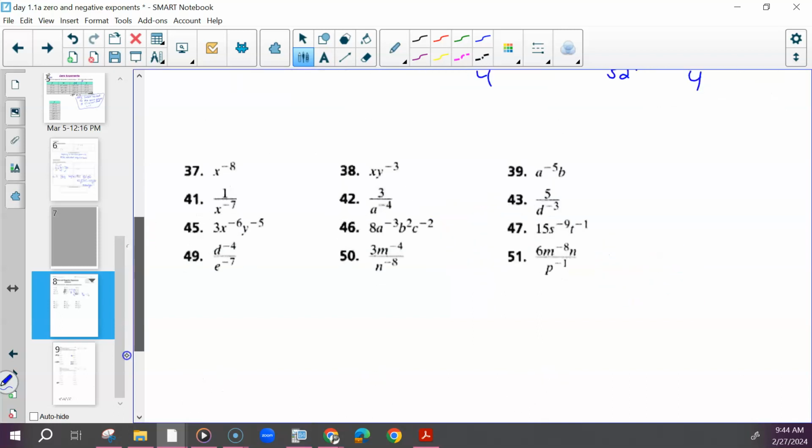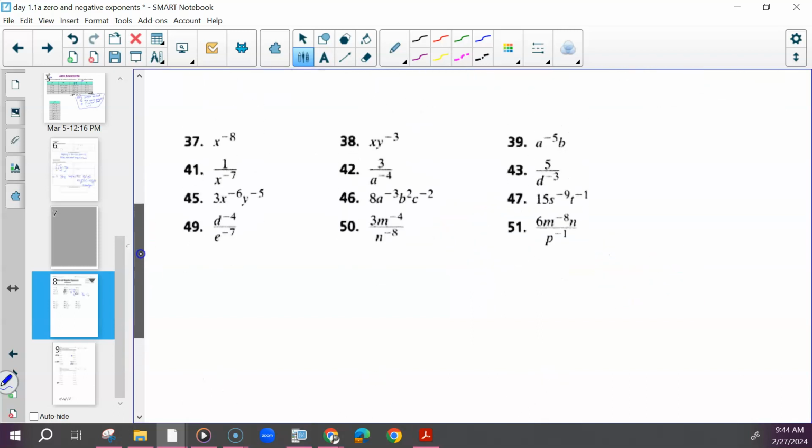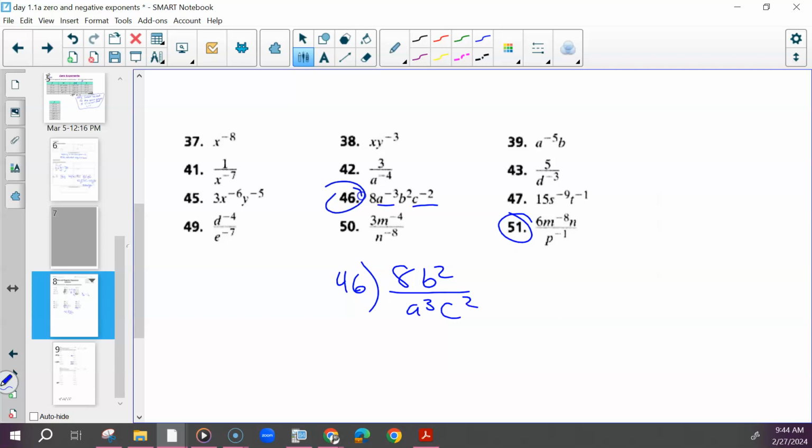46 and 51. And then we'll move on. So 46, there are 2 things that come down. I'll do that now. So that would be 8b squared over a to the 3rd c squared. So without really showing any work, that would be your final answer. If you wanted to do it individually and change each one and then condense it, you could do that.